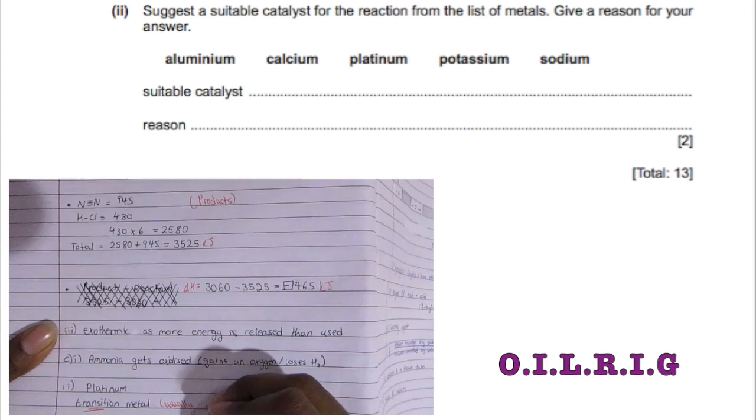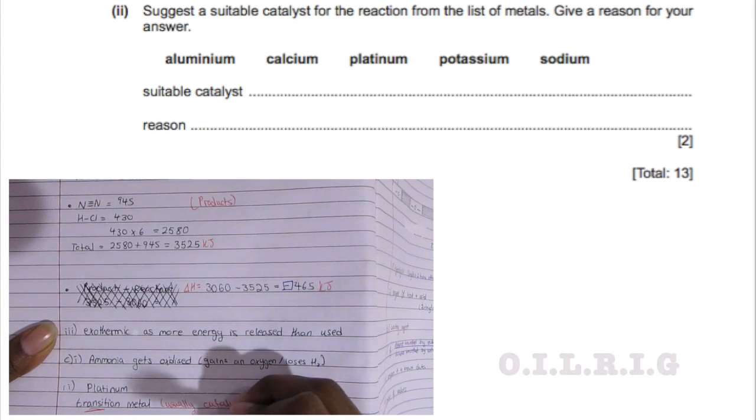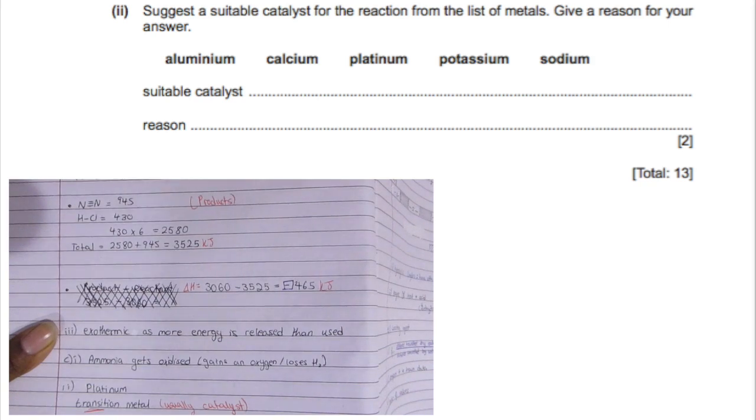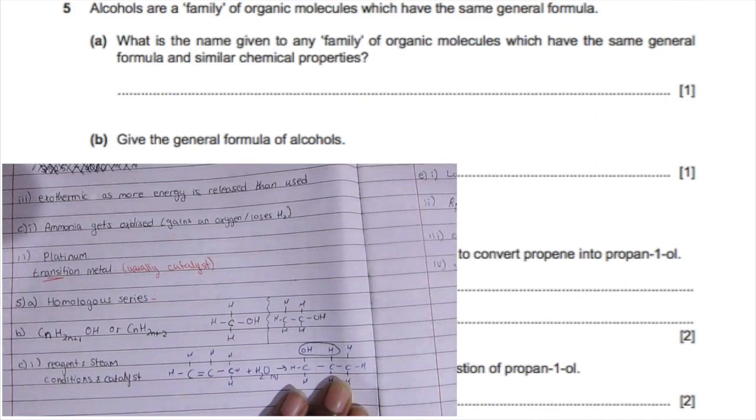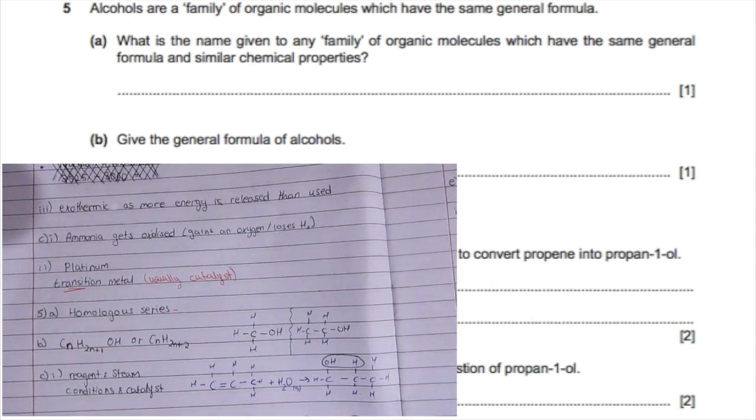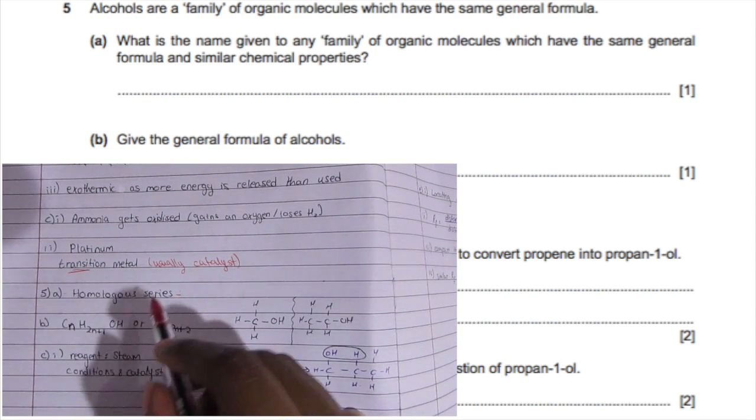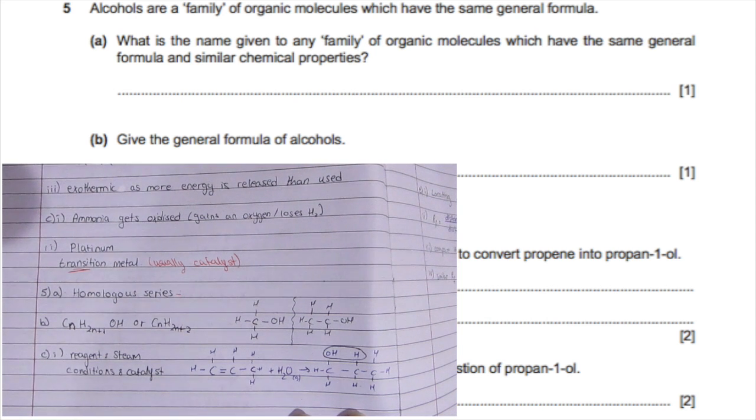So oxidation is loss of electrons, reduction is gain of electrons. Now, the catalyst would most likely be platinum, and that is because it's a transition metal, and transition metals are usually catalysts. Now, alcohols are a family of organic molecules which have the same general formula.